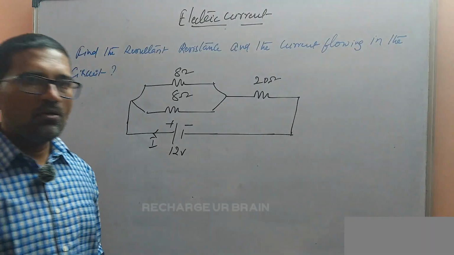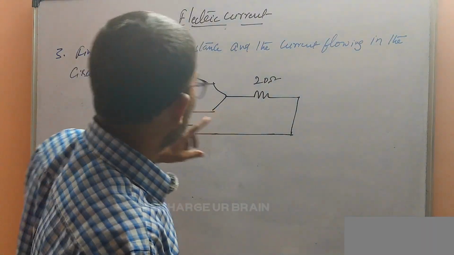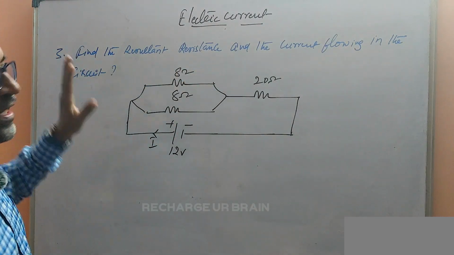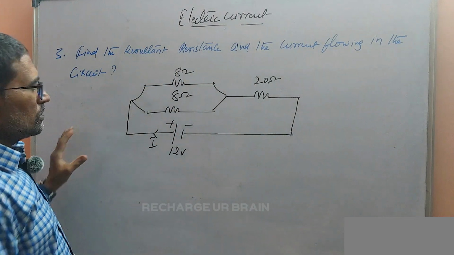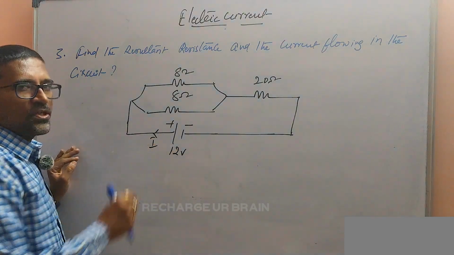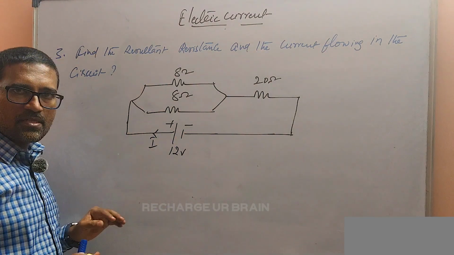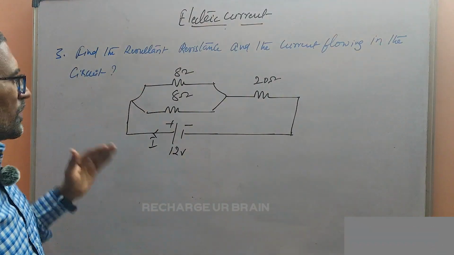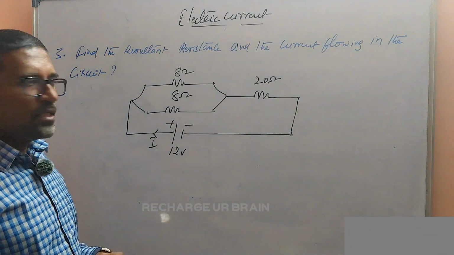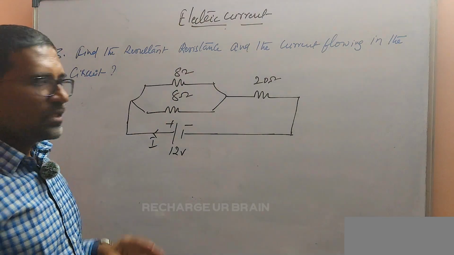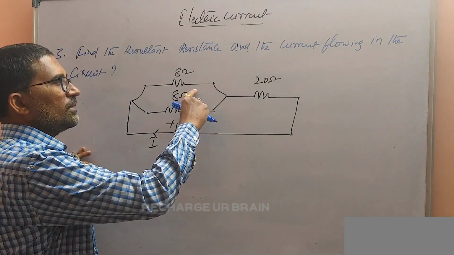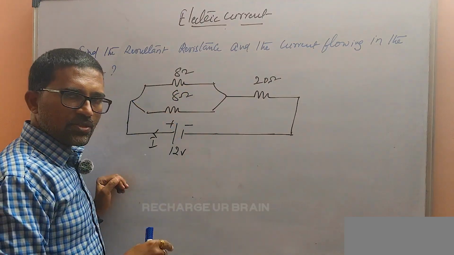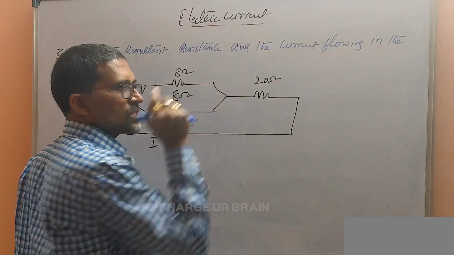Okay, now let us solve another problem. The problem is to find the resultant resistance and the current flowing in the circuit. He asked to find out the total current flowing in the circuit as well as the resultant resistance. By seeing this circuit, first of all you should understand whether the given combination is series or parallel. Here a total of 3 resistors were given. The first 2 resistors are connected in parallel combination, and to these 2 resistors we connected one more resistor in series.